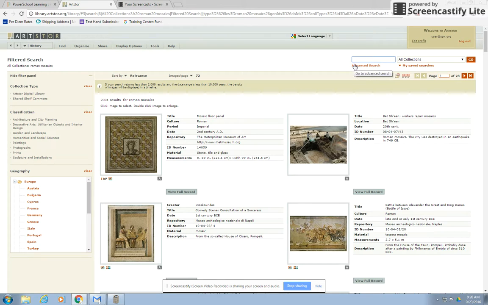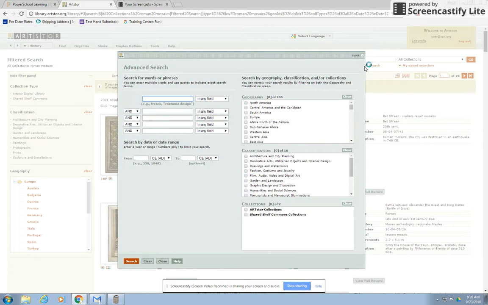First thing, I don't get a timeline here, and it's really kind of neat to see the timeline. Anything over 2,000 results, you can't get the timeline. So I'm going to limit my results, and I'm going to show you how to do that. Let's go to advanced search.